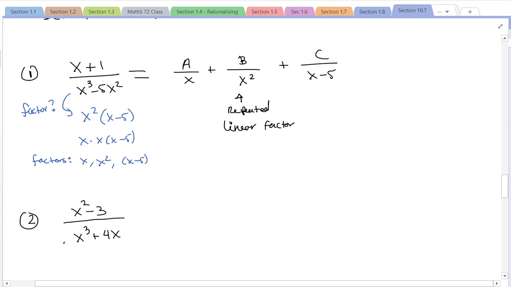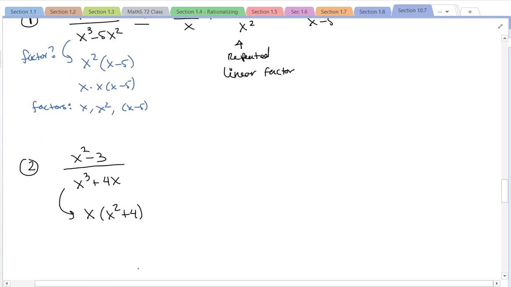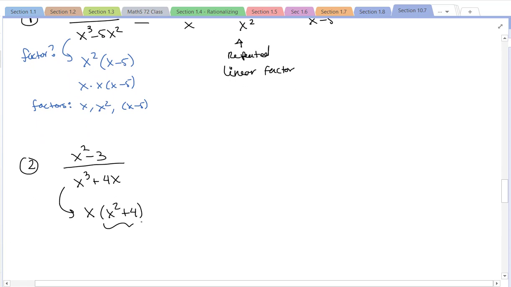Now for this one, I can already see that the degree in the numerator is 2 and the degree in the denominator is 3, so we're good on degrees. For the factoring, I can take out an x, and I have x squared plus 4. This is a quadratic that does not factor, so it's what's called an irreducible quadratic. It's not a repeated linear factor like that x squared was.